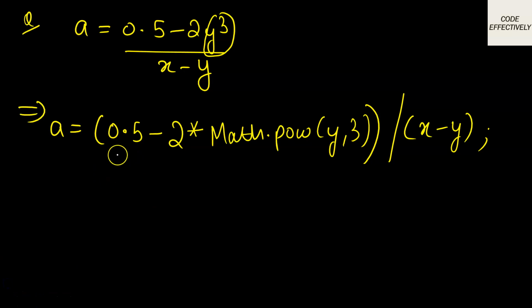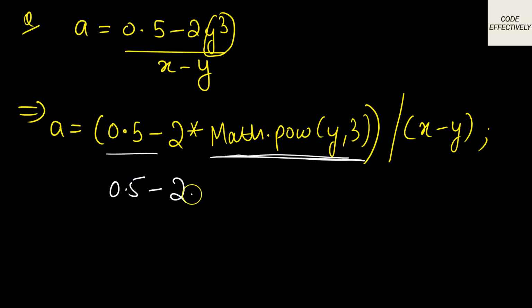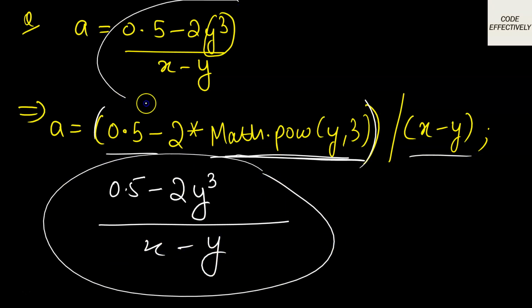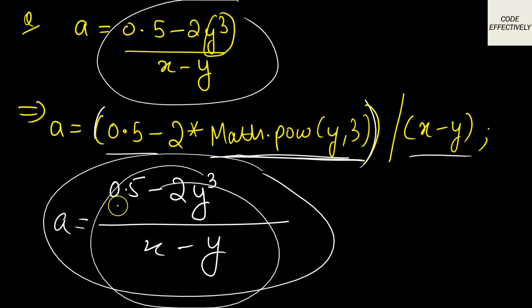Now let me put you into a dry run also. What will happen for the computer? It will first take 0.5, then it will go to 2, and it will see Math.pow(y, 3). It means it will put y raised to the power 3, and it sees that this bracket has been closed. So this means we are done with this expression. Then it will come to the next and see a divide, so it will put a divide and then x minus y. This is how the computer will compute it, and it will put this entire result into a, whatever the value of this expression is.